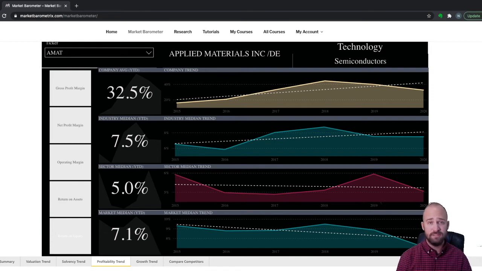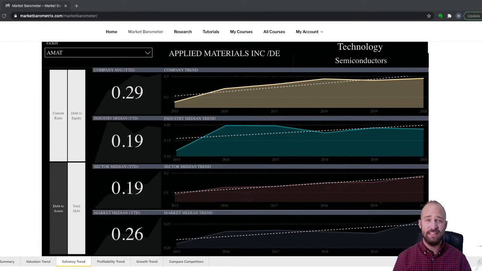So Applied Materials is riskier, they're employing more leverage, but they're also generating a greater return on their assets and on their equities. So they're utilizing that extra debt effectively. Now that's a pretty substantial insight, and that's the kind of power that the market barometer brings us.